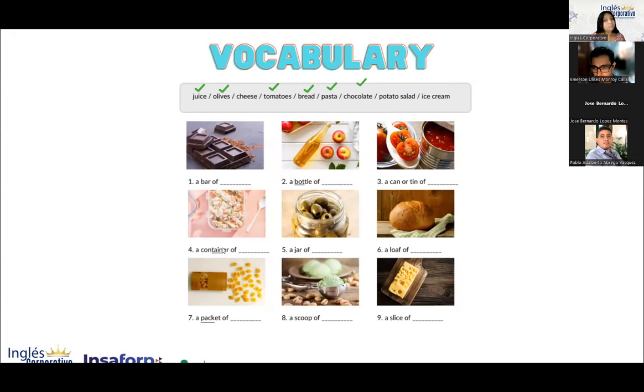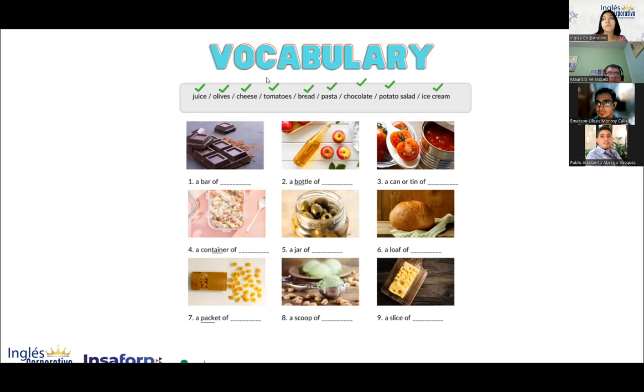And what about number four? A container of potato salad. Correct. And what about number eight? A scoop of ice cream. Very good. And what about number nine? A slice of cheese. Yeah.